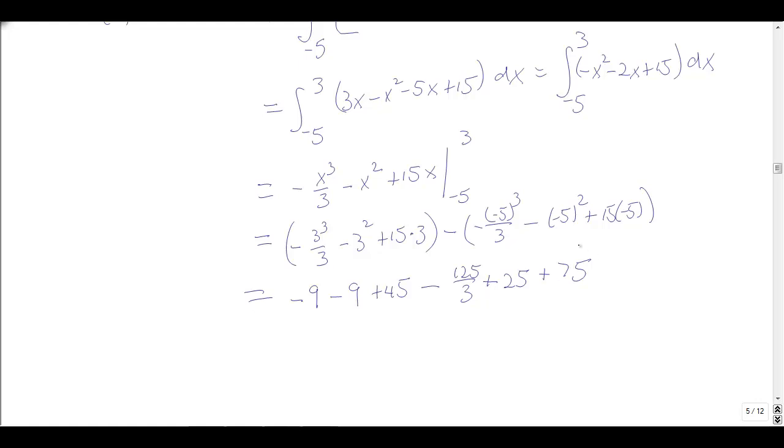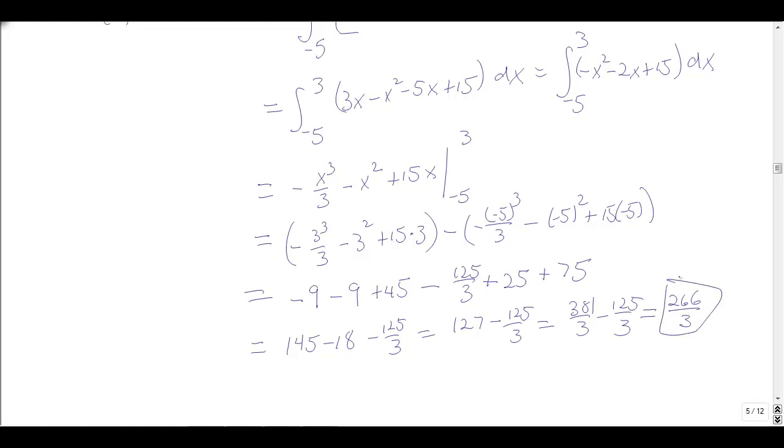Okay, so now I get this. Let's see, if I do this by hand, I get 75 plus 25 is 100, plus 45 is 145, minus 18, minus 125 over 3. 145 minus 18 is 127. Minus 125 over 3, let's see, 381 over 3, minus 125 over 3. If I did this correctly, I should get 266 over 3. 6 plus 6 is 12, plus 2 is 14, not a multiple of 3.